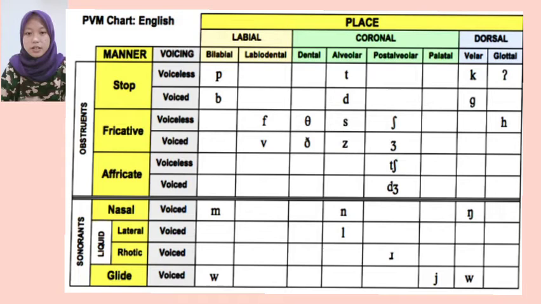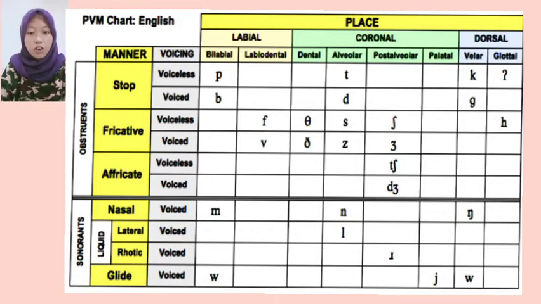Okay. Then the second manner is fricative consonants. There are only two ways of voicing: voiceless and voiced. Voiceless has 5 sounds. The first sound is f, the second one is th, the third is s, the fourth is sh, and the last one is h.